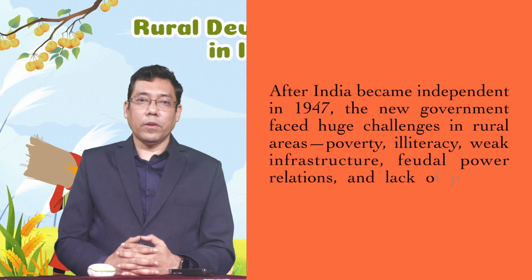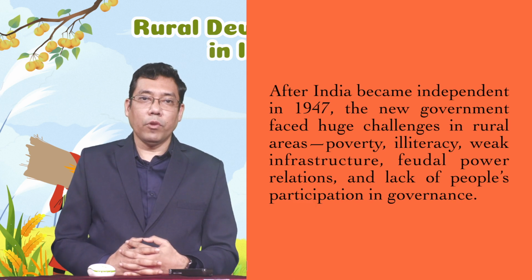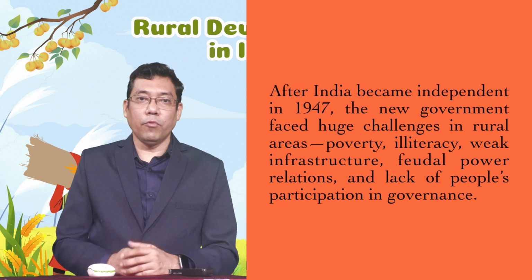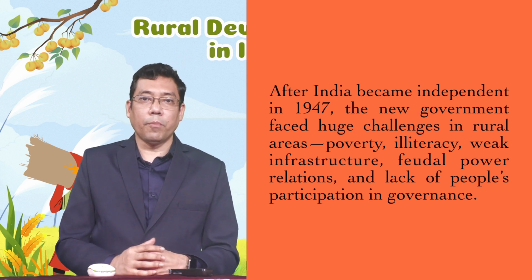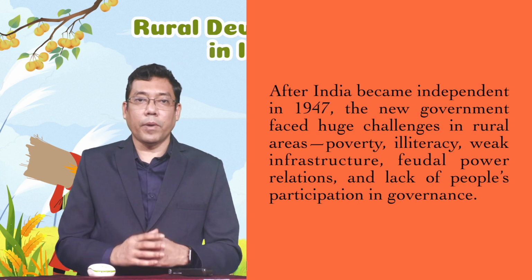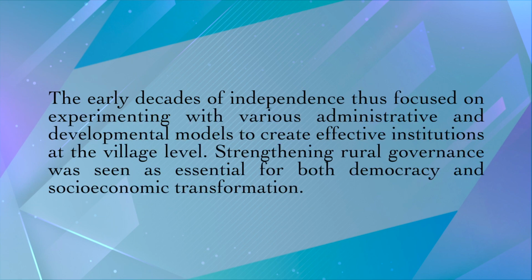After India gained independence in 1947, the newly formed government recognized that rural development would be central to the nation's progress. Nearly 80% of the population lived in villages, yet rural areas suffered from poverty, illiteracy, poor health services, feudal power relations, and lack of people's participation in governance. The early decades of independence thus focused on experimenting with various administrative and developmental models to create effective institutions at the village level. Strengthening rural governance was seen as essential for both democracy and socio-economic transformation.